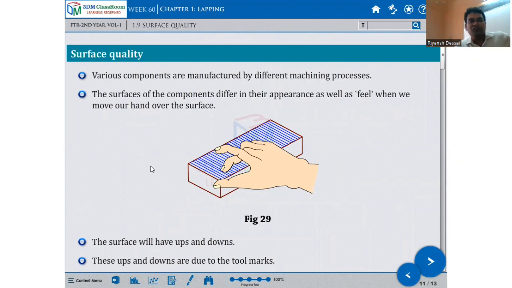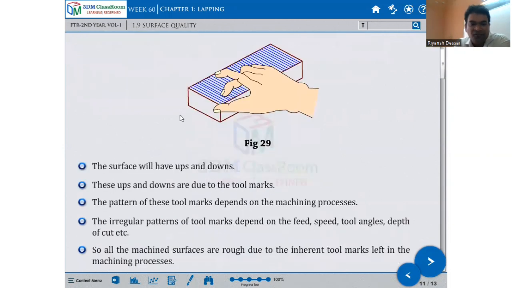See, the various components manufactured by different machining processes differ in their surface, depending on their application. The surface will have ups and downs. These ups and downs are due to the tool marks. The pattern of the tool marks depends on the machining process. The pattern of tool marks depends on the feed, speed, tool angles, and depth of cut.